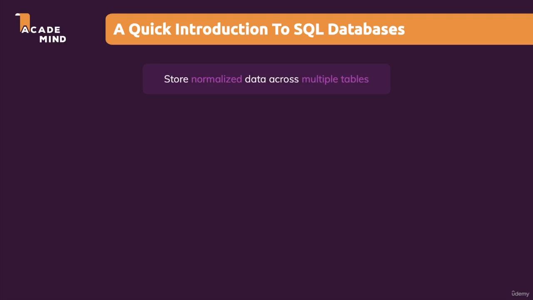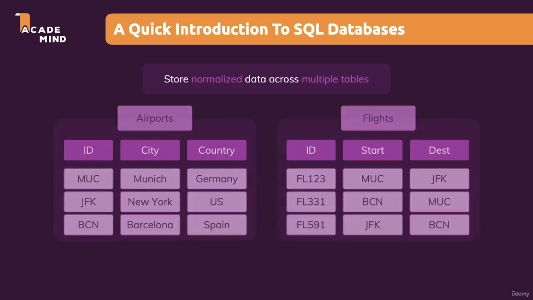Let's say we're building a website where we need airports and flights between those airports. If we opt for a SQL database, we could create two tables in that database, one for the airports and one for the flights. And then in every table, we would have columns and rows. For airports, we could have 3 columns with the ID of the airport, the city, and the country. We could also have more columns. You can have as many columns as you want. Now for flights, we could also have 3 columns. We could also have more or less.